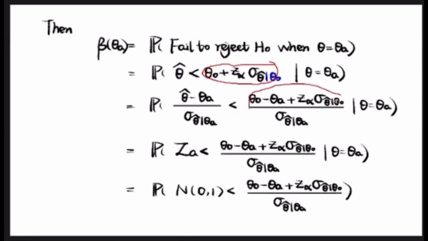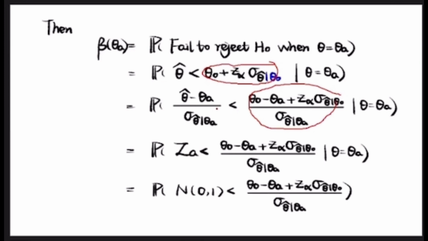You see that I'm subtracting theta A from theta naught, okay? And I subtracted theta A from the estimator too. I subtracted theta A from both sides of the inequality, and I divided by the standard deviation. Is there anyone who doesn't understand how I go from the second line to the third line? Is there anyone? Please, I need you to pay attention.